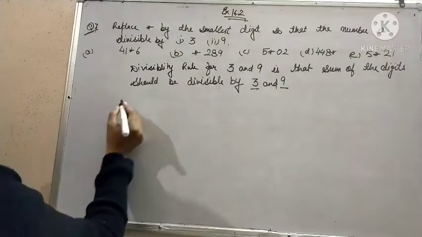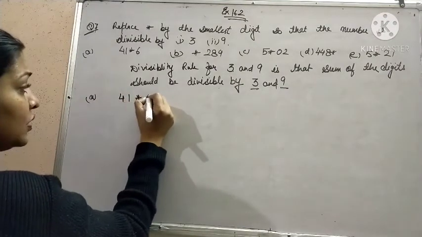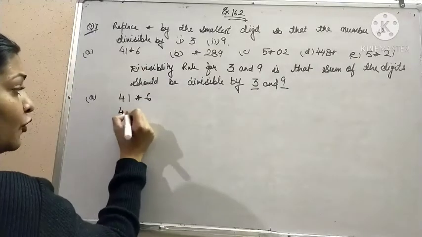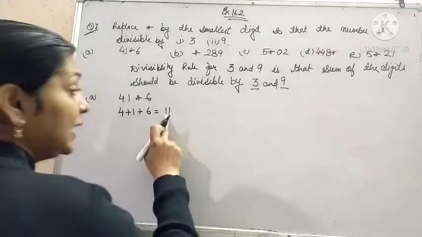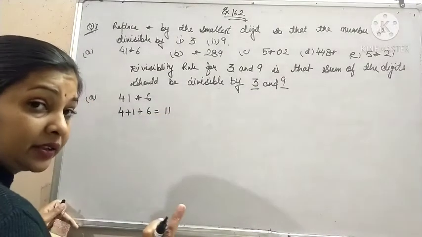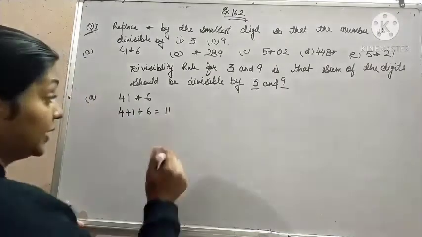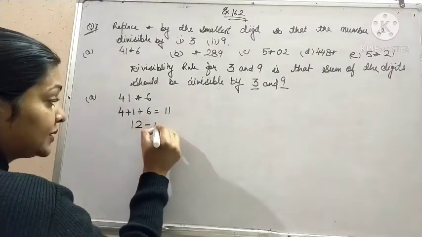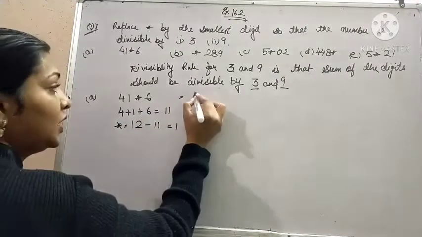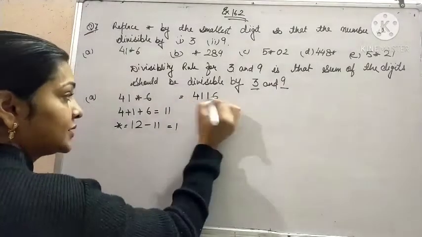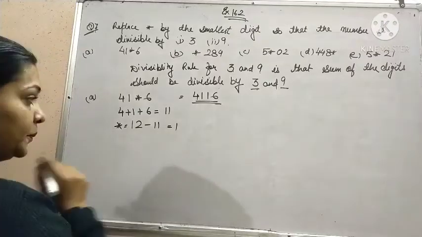So let's proceed with part A. In part A, the problem is 4, 1, star, 6. Now 4 plus 1 plus 6 is equal to 11. 11 is not divisible by 3. But what is the next number which is divisible by 3? That is 12. So star is equal to 12 minus 11, which is 1. So when we replace star by 1, this number 4116 is divisible by 3.